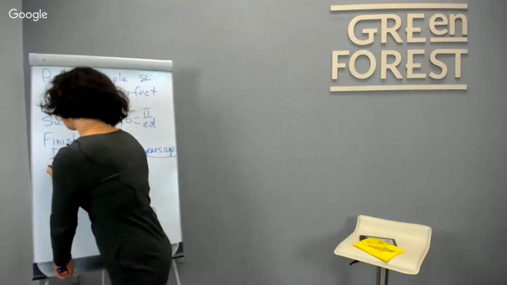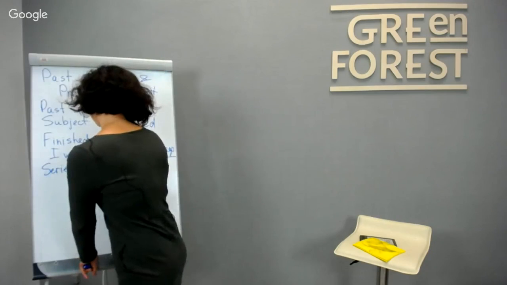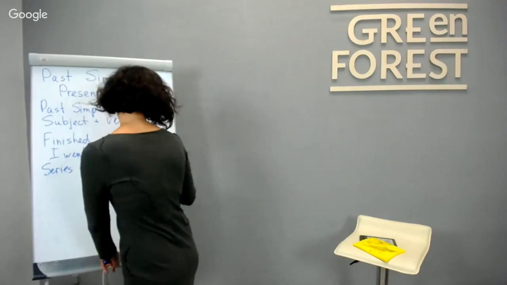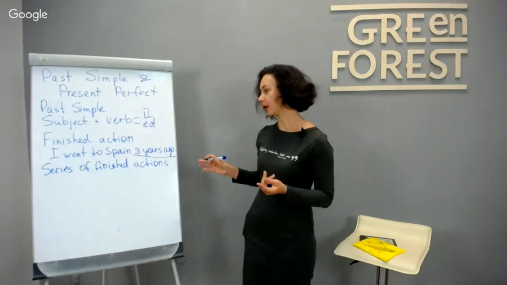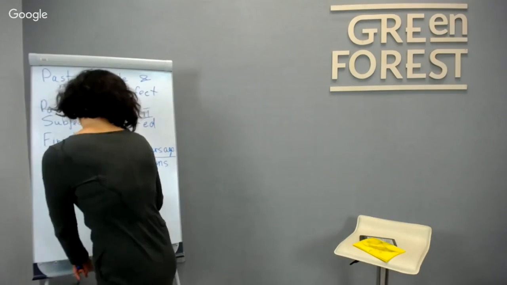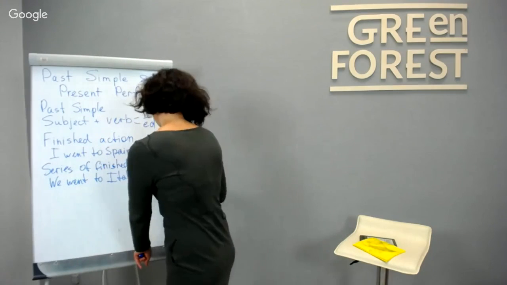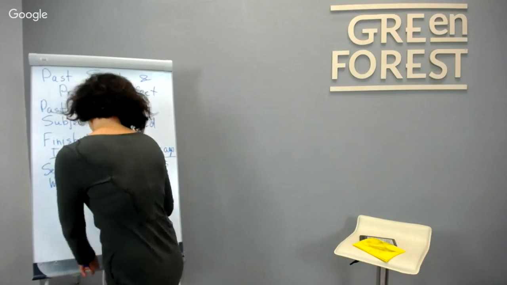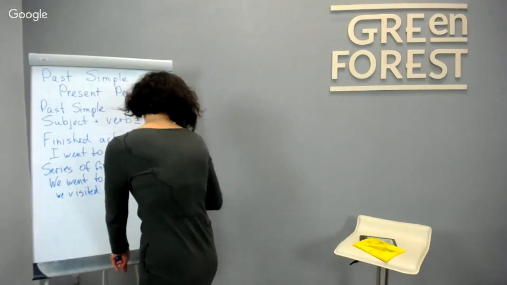Another one, we can talk about series of finished actions. Series, that means that when a few actions happened one by one. For example, we went to Italy, then we visited Spain, and finally came back home.